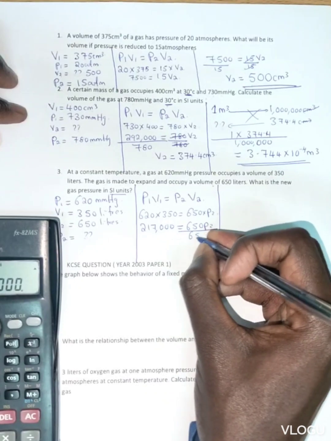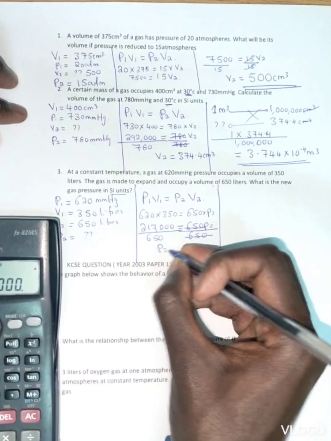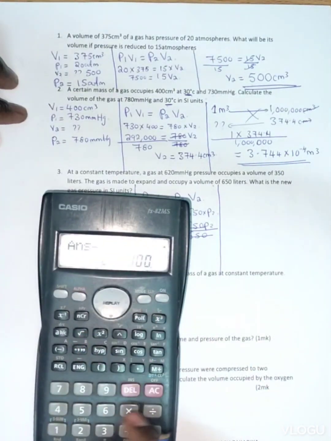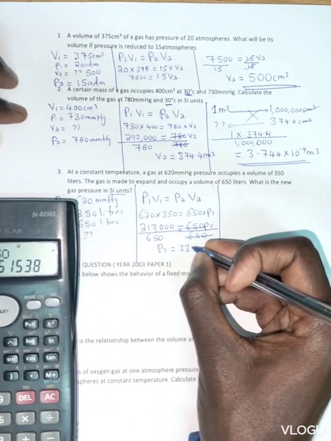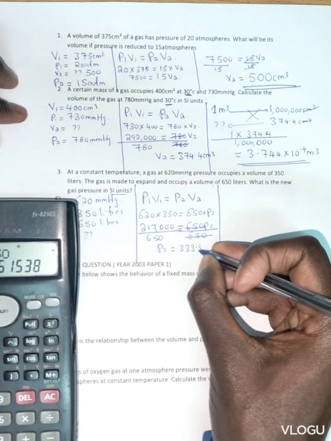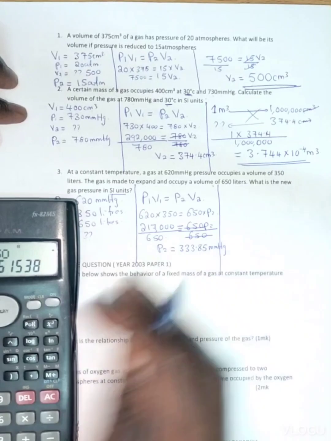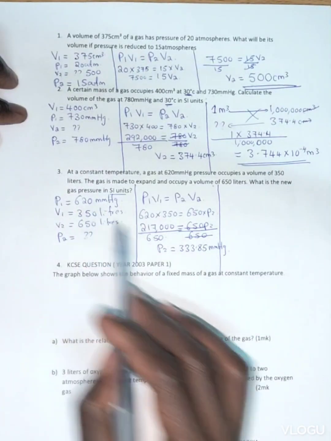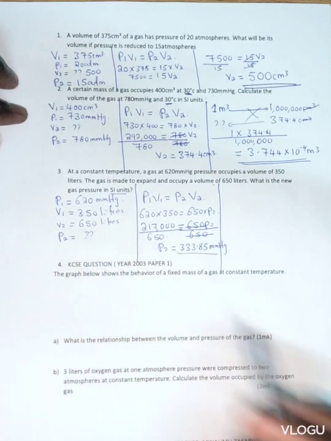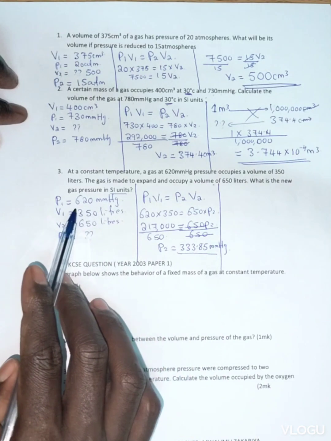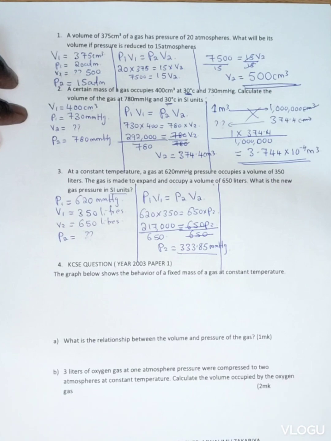Let's get P2 over 650, over 650. So our pressure 2 is 333.85 millimeter mercury, because we had millimeter mercury here. So we get now our implication. We say the volume increases from 350 to 650. We expect the pressure to decrease. Our pressure was 620, it decreased to 333.85, and that is how we imply now for the Boyle's law.